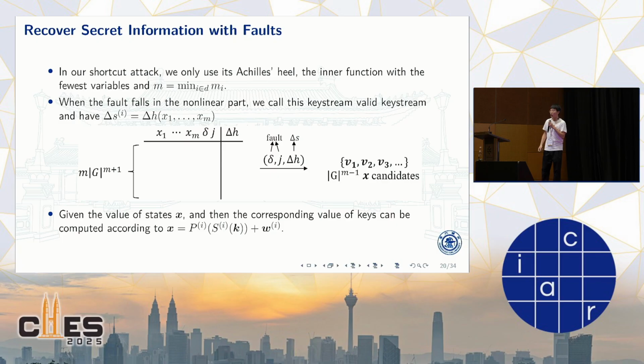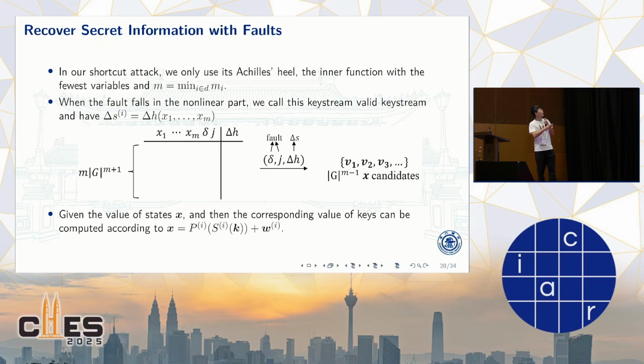Then, after determining the fault, we need to recover the secret information with the fault. Though the TS-GFP cipher can have some different inner functions, in our shortcut attack, we only use the one with the fewest variables and denote the number of variables as m. When the fault falls in the nonlinear part, we call the corresponding keystring the valid keystring, and we can have an equation like this.